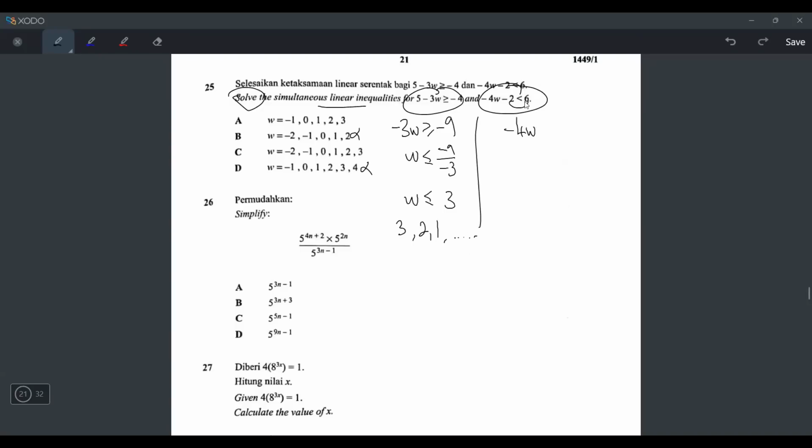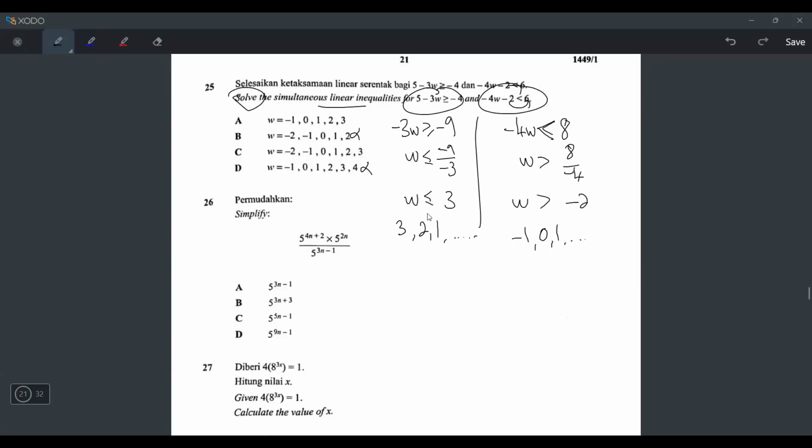Let's do the other one. Negative 4W minus 2, then send it over, becomes 6 plus 2, which is 8. And then W will be 8 divide negative 4. So W will be negative 2. Oh, divide by a negative number again. Change the symbol. Smaller becomes bigger. So what are numbers that are bigger than negative 2? Negative 1, 0, and 1, and so on. I only named the first 3, but actually there are more.